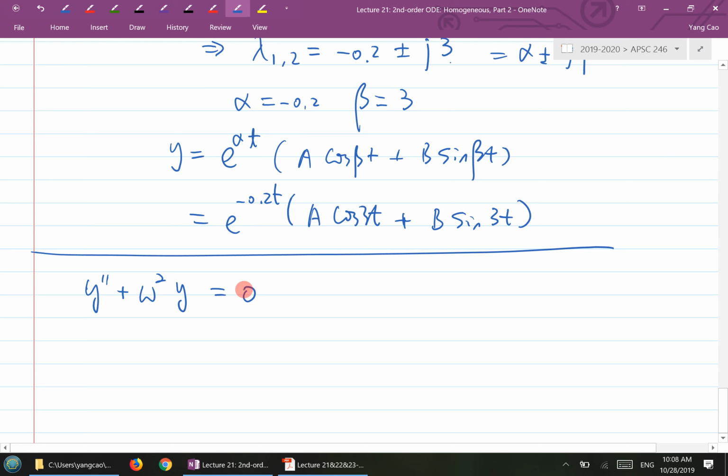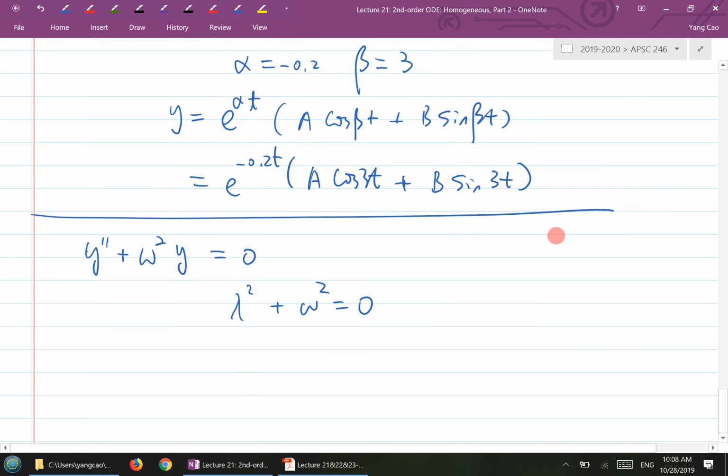So let's take a look at this second order ODE. There's no y prime term. There's only y double prime plus omega square y. Right? So very similarly, we get our characteristic equation here: lambda square plus omega square equal to 0. And the solution for lambda here is plus or minus j times omega. Okay? It's a complex number.